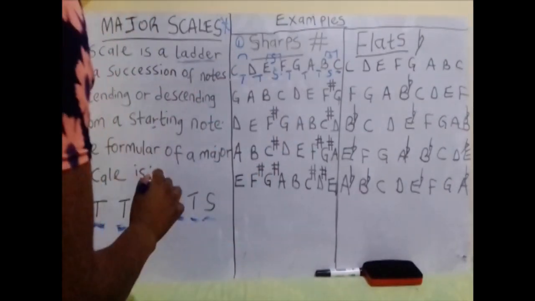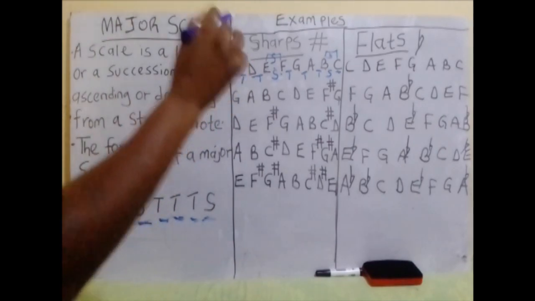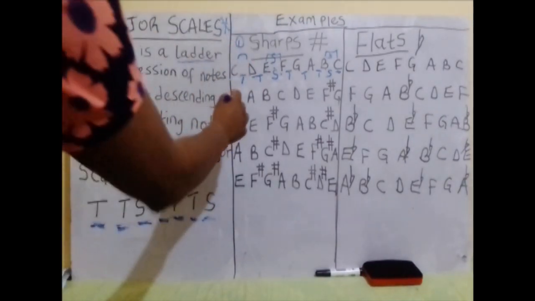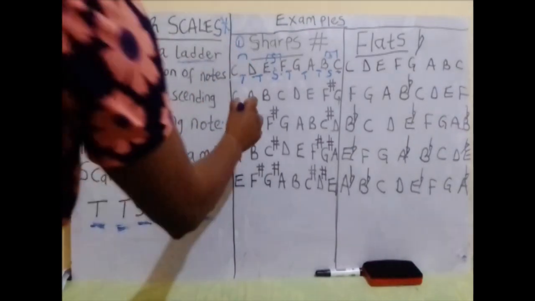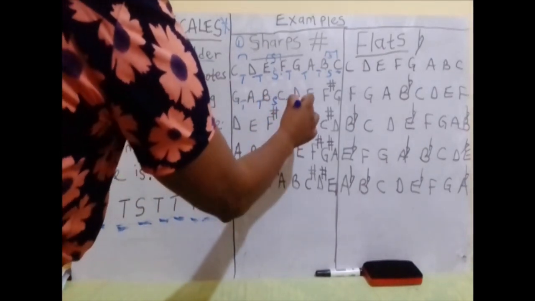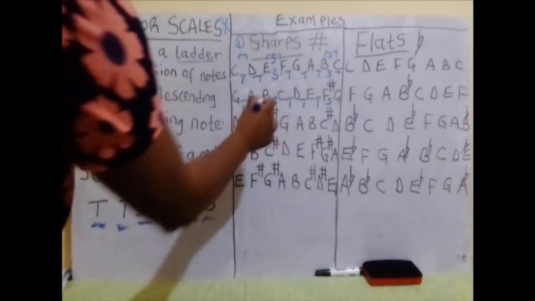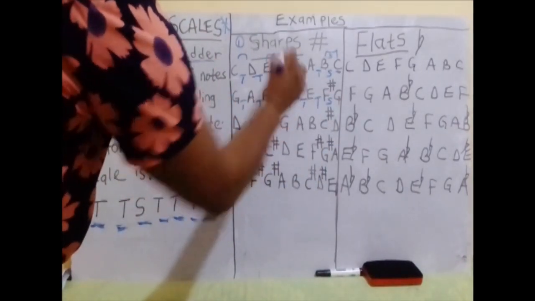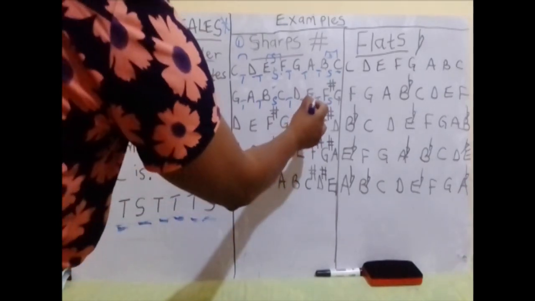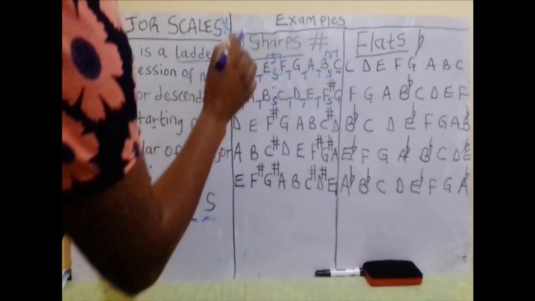Let's come to the scale of G. Tone, tone, semitone, tone, tone, tone, semitone. Between B and C, it is correct. But from E to F, it isn't correct. But we must accommodate this formula. So we must not tamper with the formula. We are not going to change our formula.